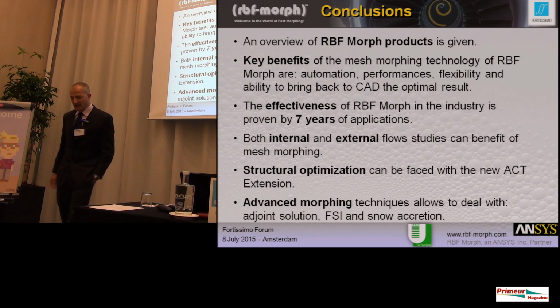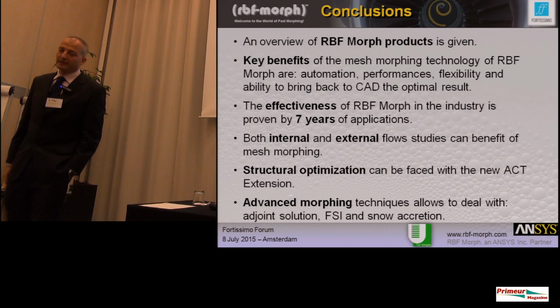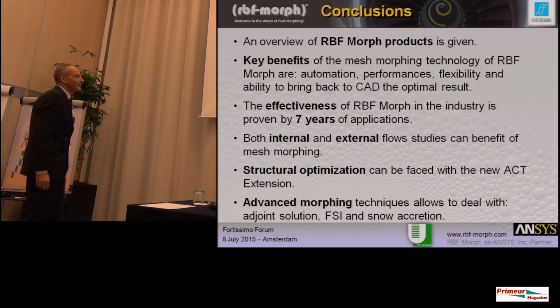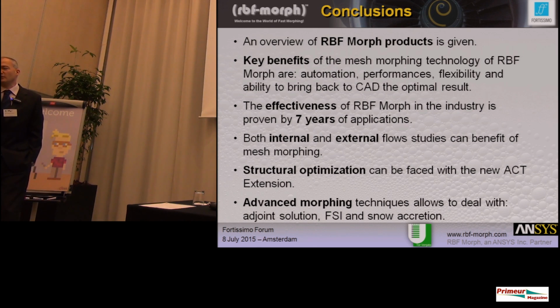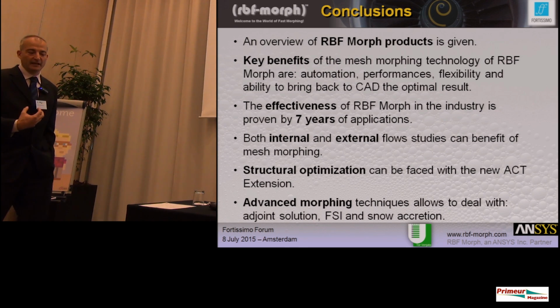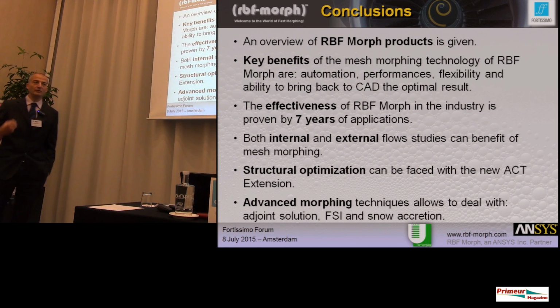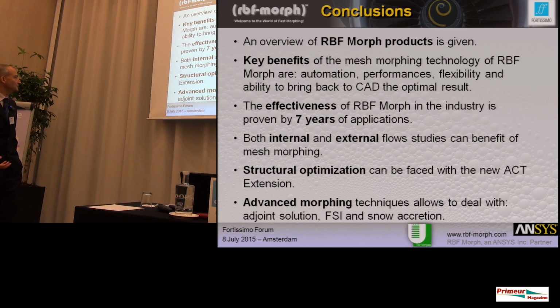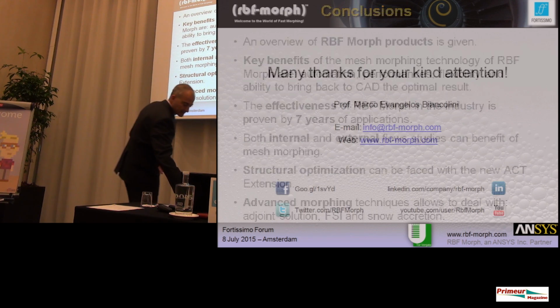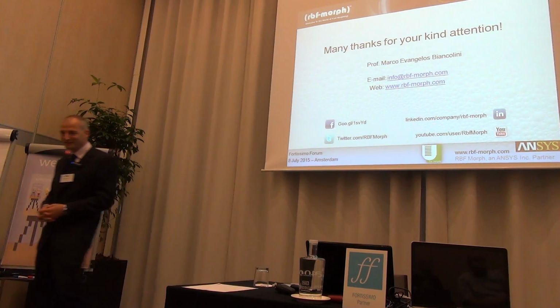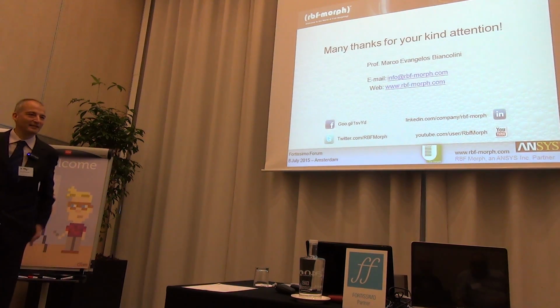In my presentation, I gave an overview of our mesh morphing technology, highlighting the key benefits. The main reason why we do this mesh morphing is that we want to have directly the model ready to go for calculation, parametric with respect to shape. We have demonstrated this with some applications, so I think it's better to say thank you for your attention and conclude my presentation. And so we can start the discussion.